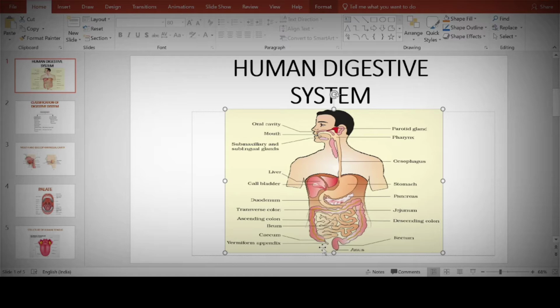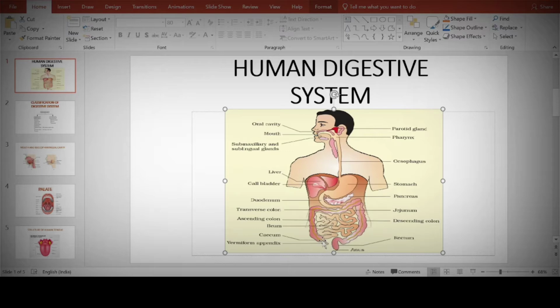That vestigial organ plays no main role in our body. In the course of evolution, it has lost its function, but still it is prevalent in our body, since our ancestors used to have it. Okay, so this is basically a vermiform appendix. It acts as a vestigial organ.